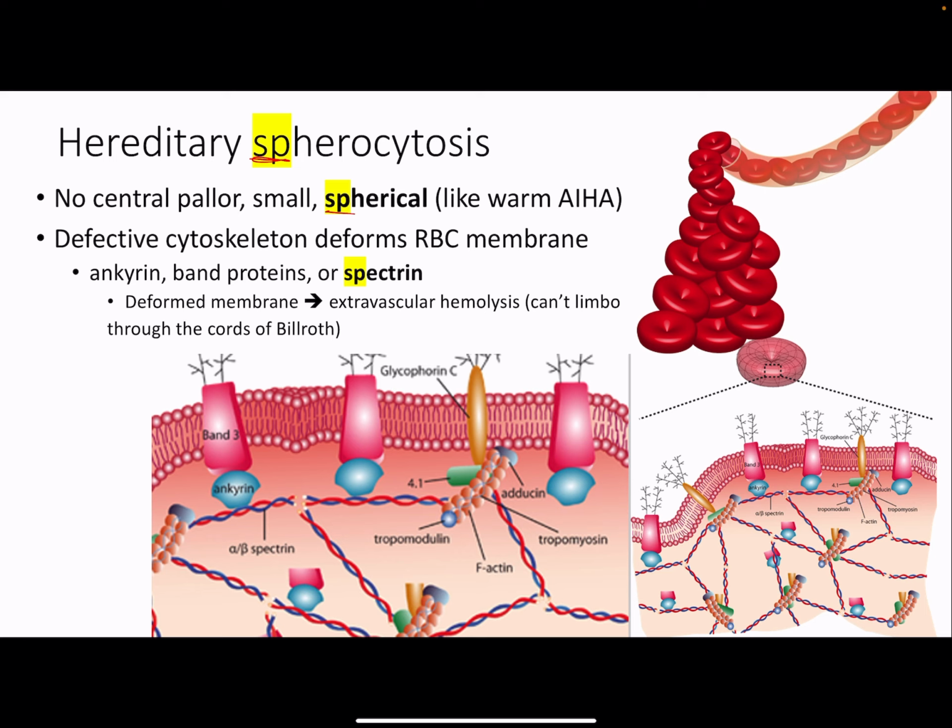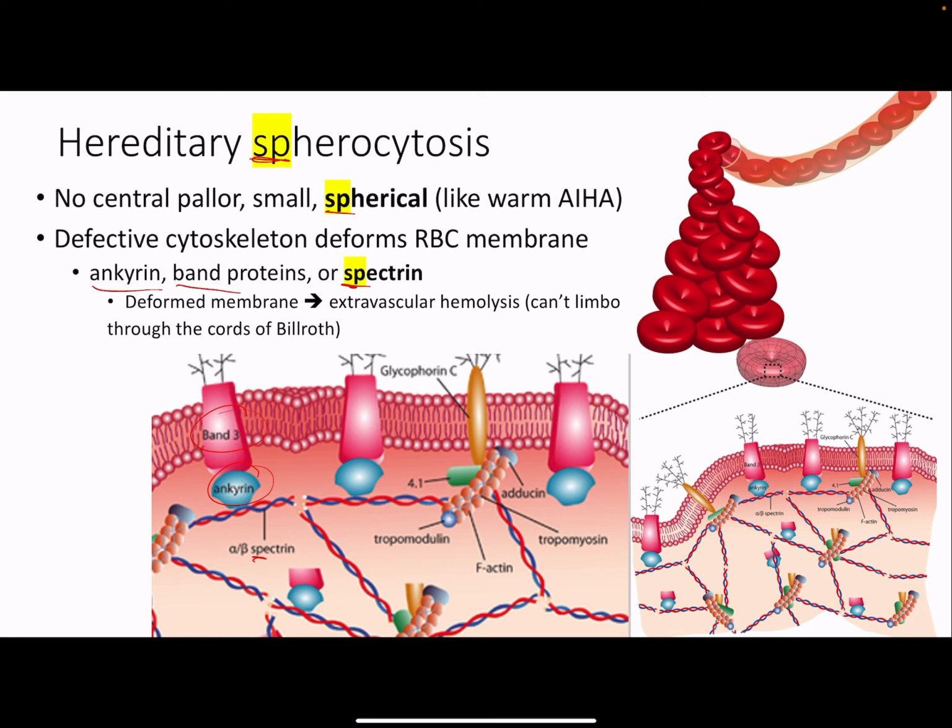You have spherical red blood cells, and it's usually due to defective cytoskeletal proteins. The main one is spectrin. It could be a band protein, or it could be ankyrin. Here's my band protein, here's my ankyrin. How does all of this work? I don't know, it doesn't matter. Spectrin, SP, is probably the main one.